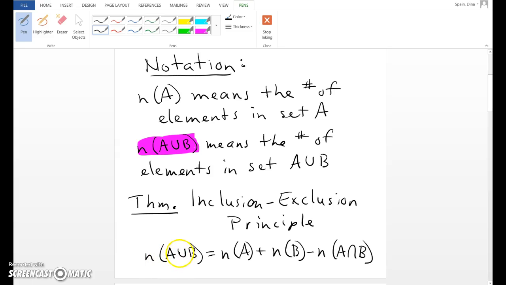The number of elements in the union of two sets, you add the number of elements in the two sets, just add them together, but then you have to subtract the number of elements that they share that's in the intersection.